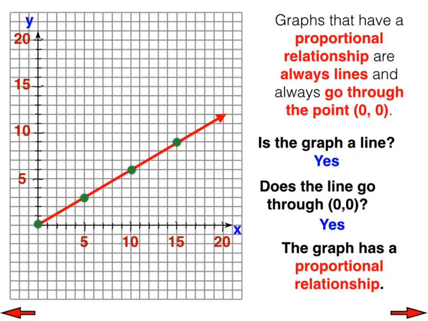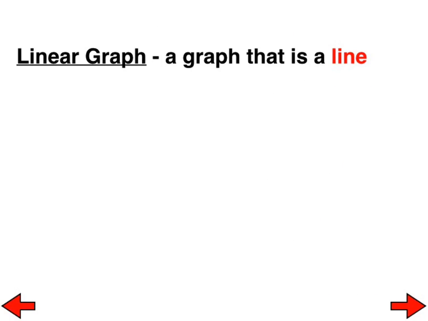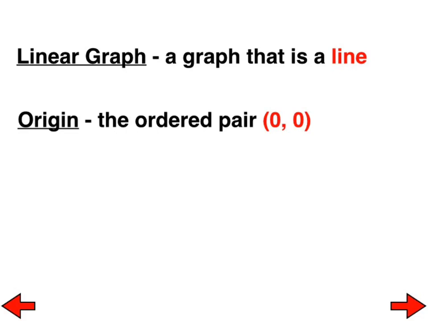All right. So let's put a definition to lines and put a definition to (0, 0). Here's where you have something to fill in again in your notes. A linear graph is a graph that is a line. So from now on, you're going to hear me say, is it linear? What I mean by that is, is your graph a line? And then the definition for (0, 0) is the origin. So I will say to you, does it go through the origin? What that means is, does it go through (0, 0)?